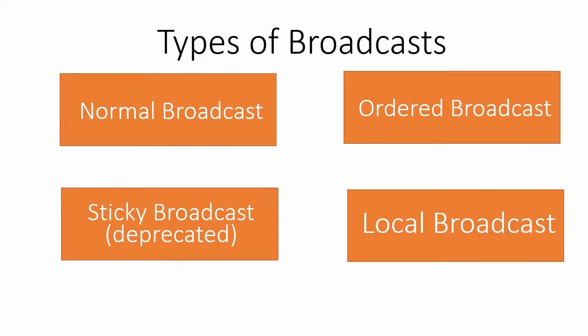How many types of broadcast receiver are there? There are 4 types. The first is normal broadcast, then ordered broadcast, sticky broadcast, and local broadcast. Sticky broadcast is deprecated and is not used now, but I'm just giving you the name. Nowadays what are used are normal broadcast, which is the most used, ordered broadcast, and local broadcast. I will explain all these in the upcoming videos, but now I am just giving you a hint that it has 4 types.